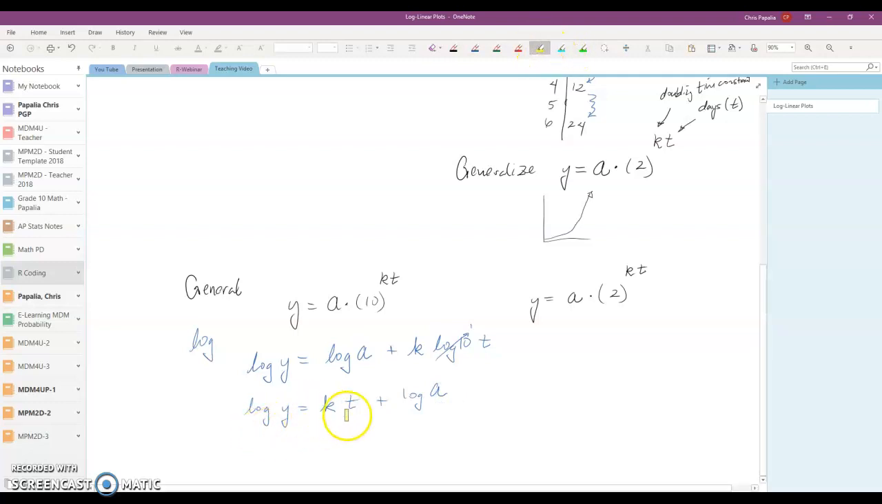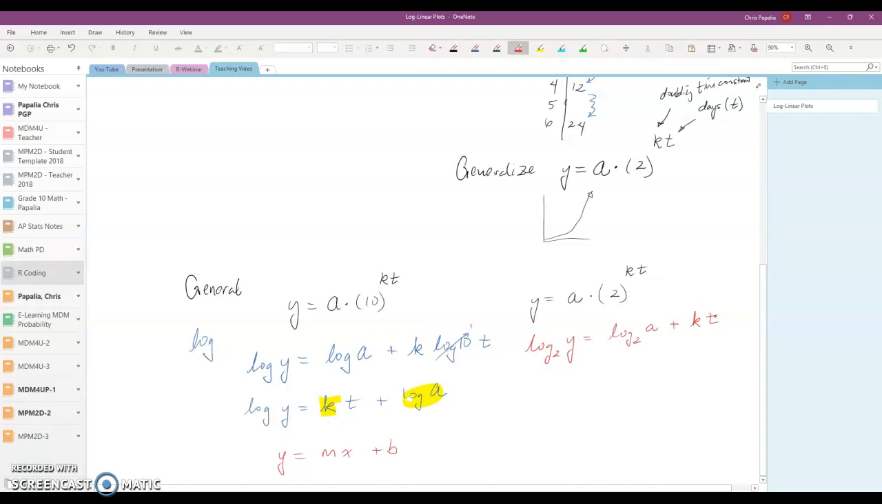If we take the log of one side, this kt and log a, these are coefficients of y equals mx plus b. Similarly, I can do a log base 2. Log base 2 of y equals log base 2 of a plus, and in this case, I'll simplify it, kt.